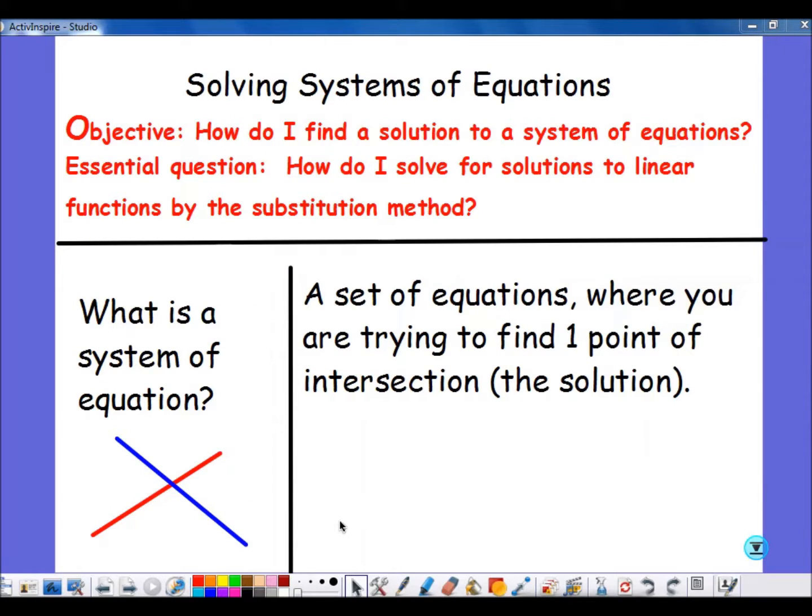Hi, this is your instructional video over solving systems of equations, part B. We will be focusing on the substitution method.